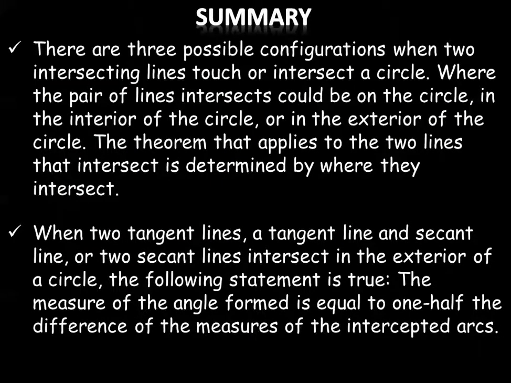So, what we learned today. There are 3 possible configurations when 2 intersecting lines touch or intersect a circle. Where the pair of lines intersects could be on the circle, in the interior of a circle, or in the exterior of a circle. The theorem that applies to the 2 lines that intersect is determined by where they intersect. And when tangent lines, a tangent line and a secant, or 2 secants intersect in the exterior of a circle, the following is true. The measure of the angle formed is equal to 1/2 the difference of the measures of the intercepted arcs.